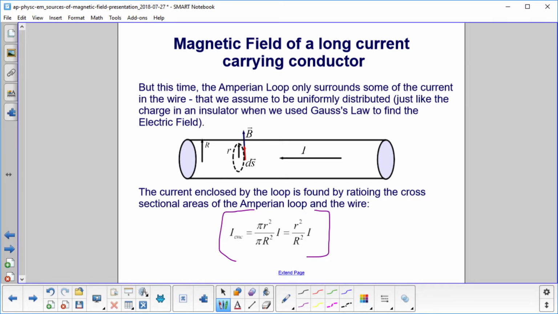So the surface area of this Amperian loop here, because we're dealing with the surface area that the current's going through, that surface area is pi r squared. The overall surface area, if I take an Amperian loop that extends out to the width of the conductor, is pi big R squared. So the current inside the smaller one is going to be pi r squared over pi big R squared. Pi's come out, and this will be our enclosed current.